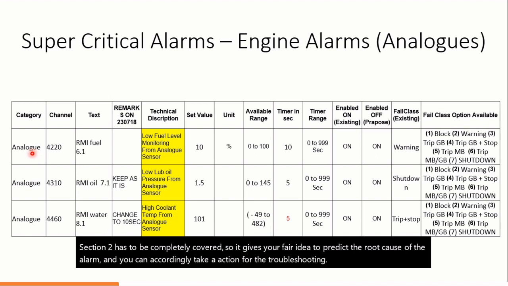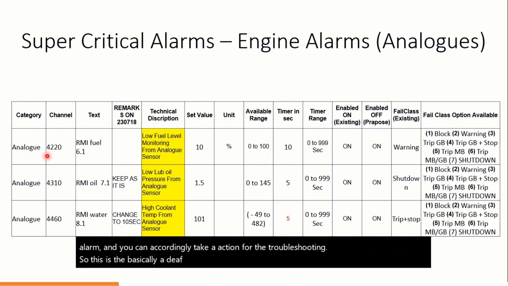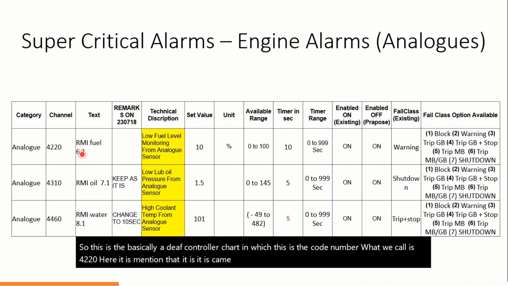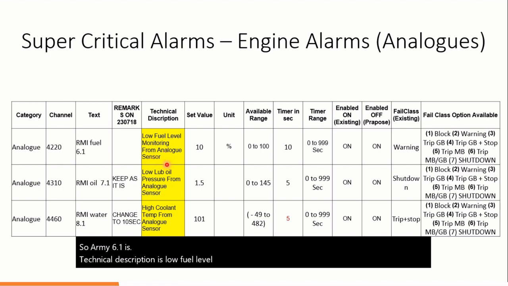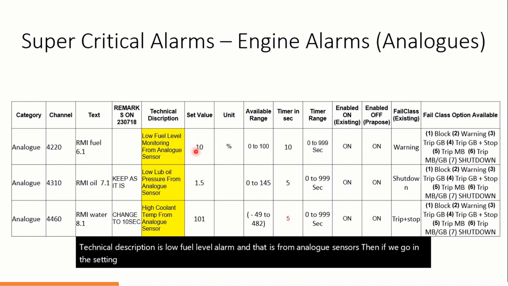So this is basically a DEF controller chart, in which there is a code number, 4220. Here it is mentioned that it came from analog sensors, and its text is RMI 6.1. RMI 6.1's technical description is low fuel level alarm, from analog sensors. Then if we go into the setting mode, it gives us a set value. Before we do commissioning, all these standard nominal values we have to feed into the controller.